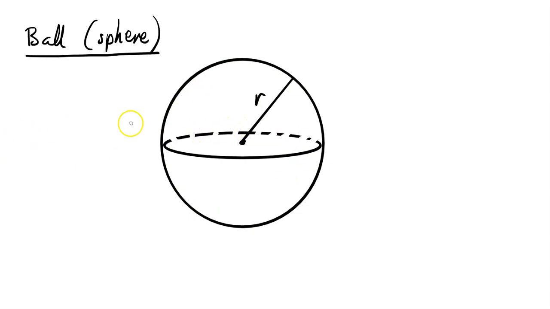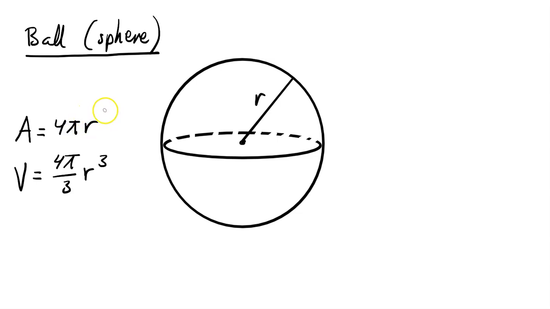Okay, what is the area of this ball, and what is the volume? Perhaps the volume is more familiar. The volume of this ball is 4 pi thirds times the radius cubed. And the surface area of the ball, or the area of the sphere, is 4 pi r squared. This can also be shown to be the case. So that was the final example.